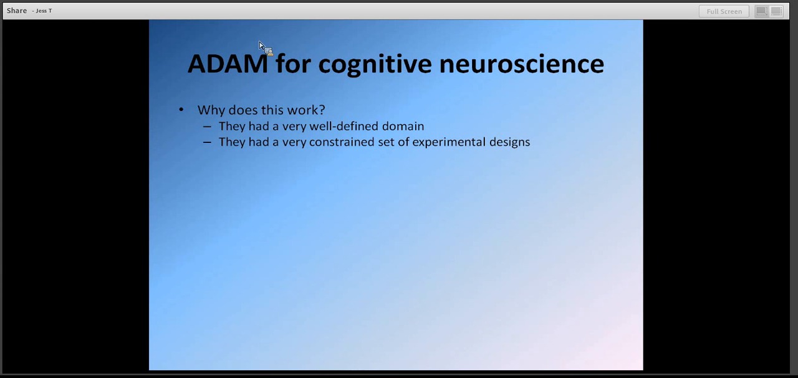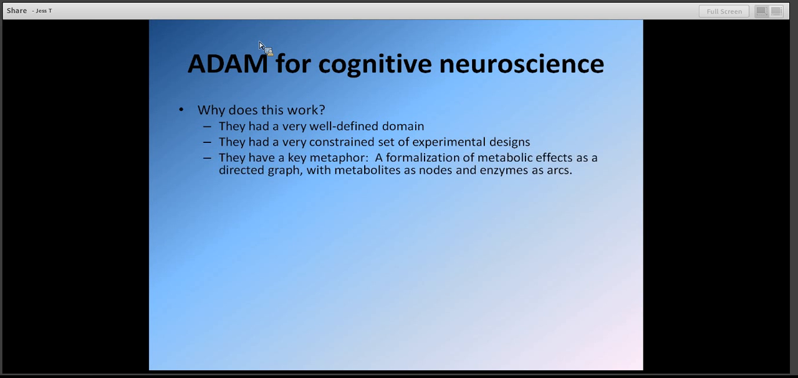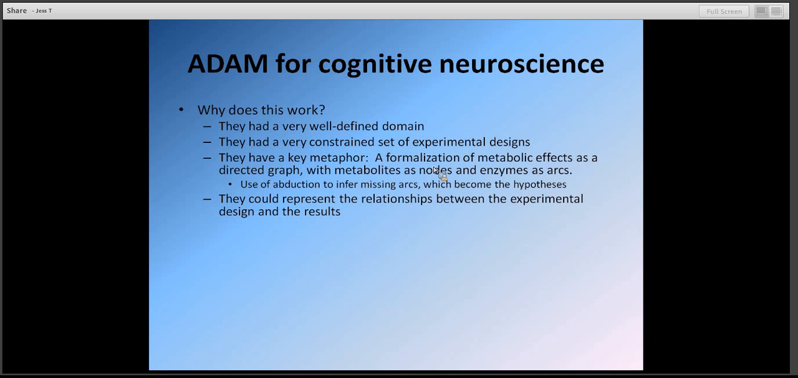Unlike cognitive neuroscience, where if you can think about it, you can probably figure out an experimental design nobody else has done before, they actually had a highly constrained set of what you might do, and very, very carefully thought out links between what they were trying to work on, which is metabolic effects with metabolites and enzymes, and they had a very constrained set of relationships so that they could use abduction to actually infer what they're interested in, which is the hypotheses, the missing arcs between the enzymes and the metabolites and the genetics underlying that, so that they could represent the relationships between the experimental designs and the results very cleanly.